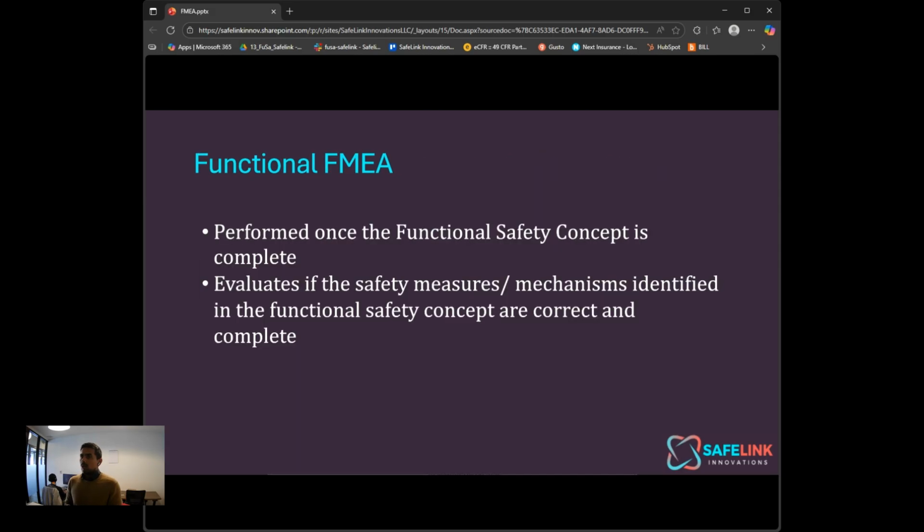One of the main goals of the functional FMEA is that it can be done to ensure that the functional safety concept is correct and complete. Normally in the functional safety concept, one identifies architecture and requirements that need to be implemented to mitigate safety goals. The functional FMEA is a perfect methodology to ensure that all safety goals are covered, all failure modes are covered, and there are enough mitigation mechanisms to prevent safety goal violations.